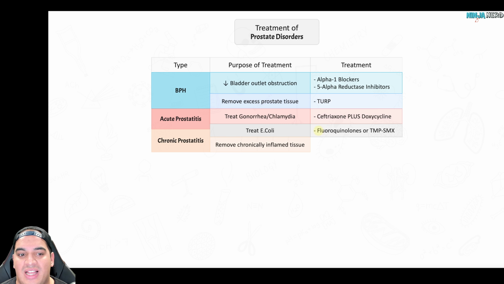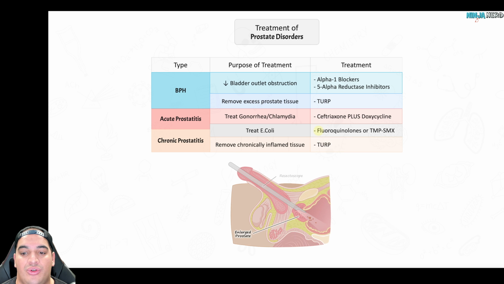Now, in a patient who does have chronic prostatitis, if you're trying to get rid of the chronically inflamed tissue, you've put them on antibiotics for 4 to 6 weeks, and they're still having lower urinary tract symptoms, then you can potentially go to a TURP and remove some of the chronically inflamed prostatic tissue to improve some of the lower urinary tract symptoms. But again, that would usually be a last resort option.